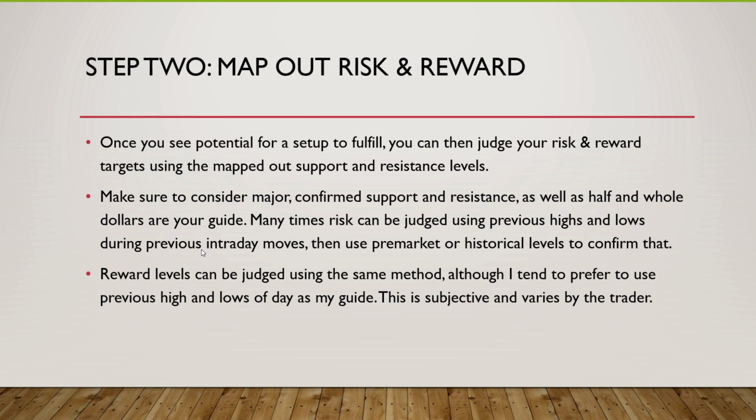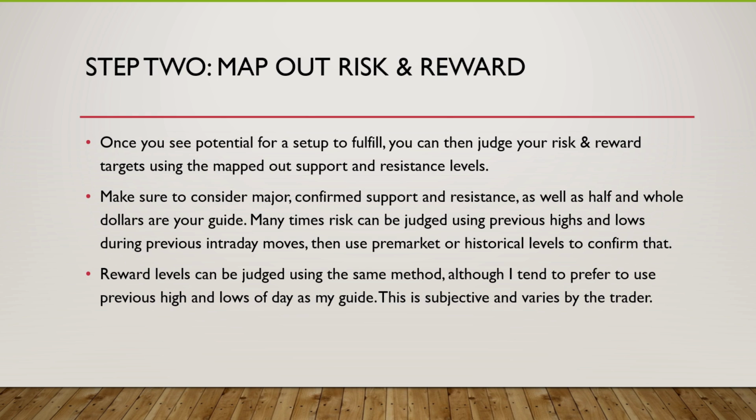So yeah, make sure to consider major confirmed support and resistance, as well as half and whole dollars as your guide. Those make calculating it super easy. Half and whole dollars being that round number make it really easy for you to calculate, because if it's a quarter, 25 cents, 50 cents, it's a round number, and so it makes it very simple math to calculate your risk and reward, especially if you're using half or whole dollars. Like this says, many times risk can be judged using previous highs and lows. That's another way I do it, which makes it go pretty quickly during previous intraday moves. And then you can use pre-market or historical levels to actually confirm that.